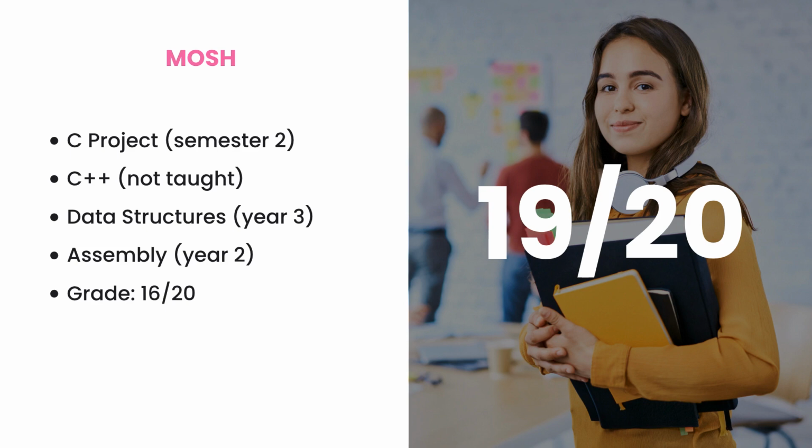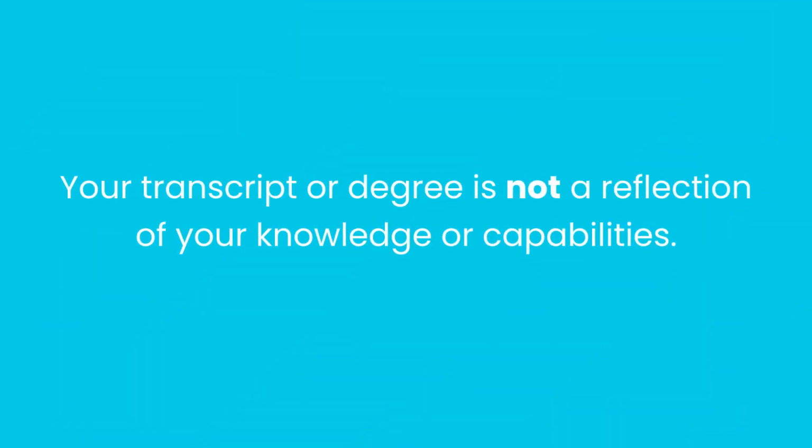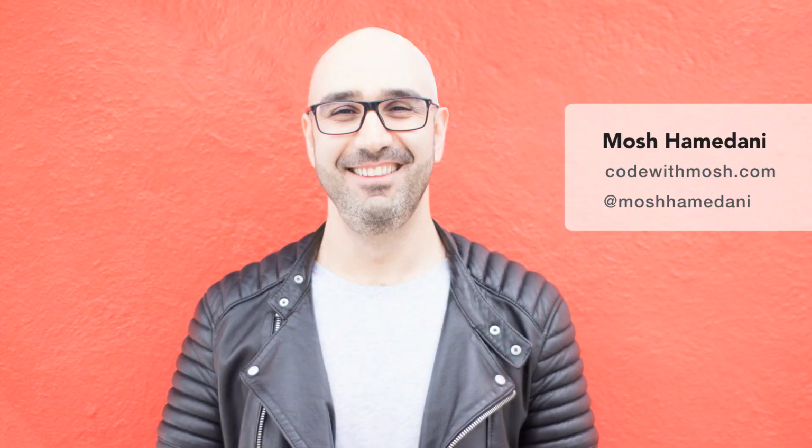Now here's the interesting part. The girl who couldn't do her Pascal project herself got 19 in C programming, and I got 16. That's how universities are. That's how they waste your time and money. And your transcript or degree is never a reflection of your knowledge and capabilities. I know we got distracted from the course materials, but I thought it would give us a short break in the course. Thank you for listening to my story. Now let's move on to the next video.